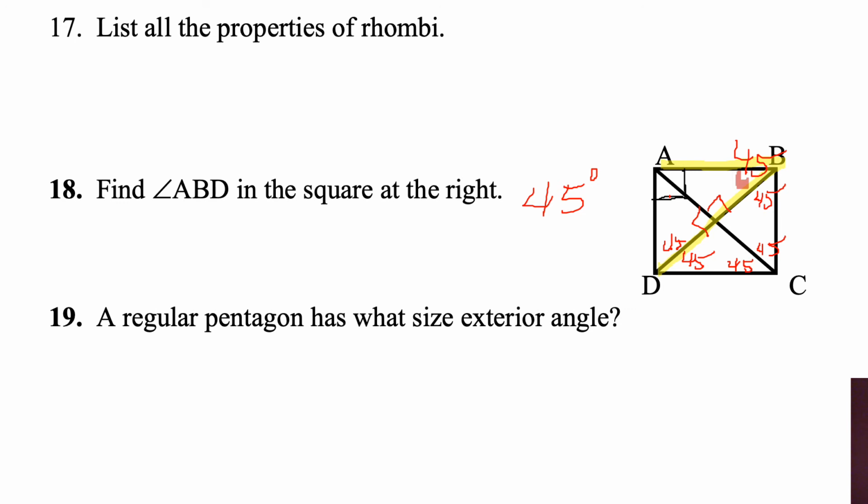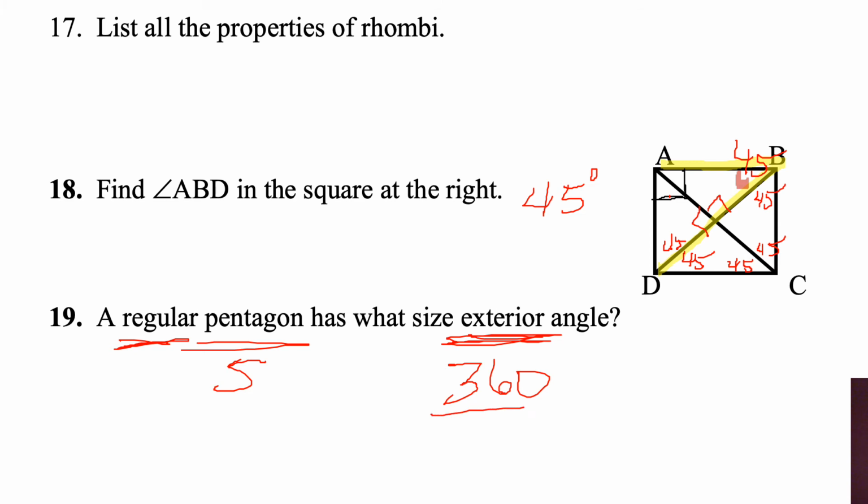All right, 19 doesn't have a drawing. A regular pentagon has what size exterior angle? Now that's the key. It's exterior. It doesn't matter what shape it is. There's no formula. It's always 360 if it's on the exterior. Regular means equal pieces. Pentagon, how many pieces? 5. So 5 equal pieces. This 360 is being split into 5 equal pieces. That means divided. When you divide that out, you get 72 degrees.